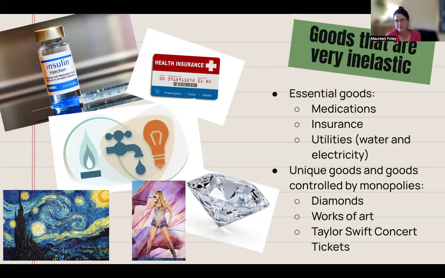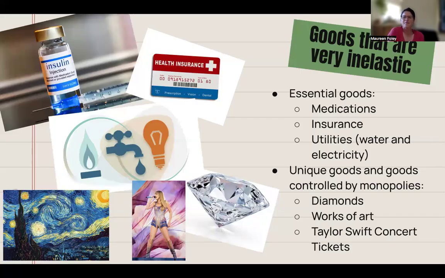So things like medications, insurance. Everybody needs health insurance and everyone is supposed to have car insurance. And if you own a home, you should probably have homeowners insurance. Insurance is an essential good and therefore the price can fluctuate a lot and you still have to buy the same level of insurance. Utilities like water and electricity, most people need water and electricity in their home. Therefore, that is an inelastic good.